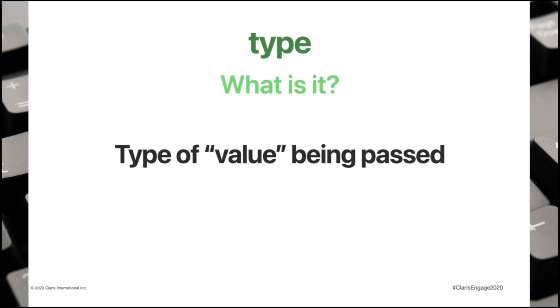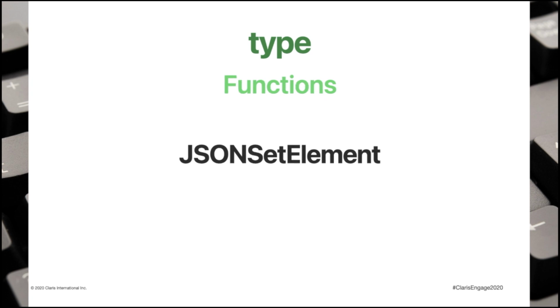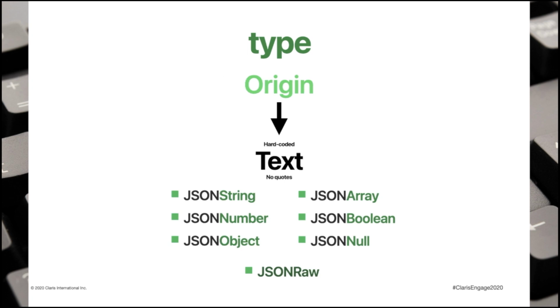Type is the type of value being passed into the function. Value being another JSON function parameter, which we'll talk about next, but type not only helps JSON to format the data, but also helps FileMaker to format the data. The only JSON function that uses the parameter type is JSON setElement. The other functions don't really need to know the type for those to work. The type parameter in a JSON function is hard-coded text without quotes.